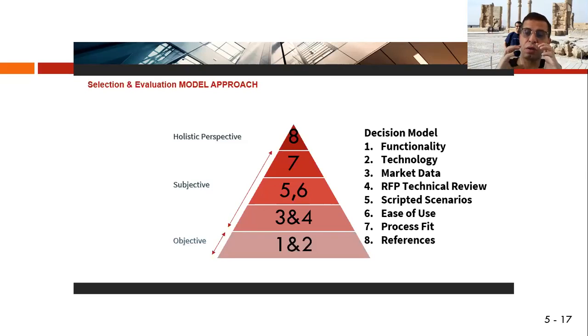But this thing is made of three parts. The first is the objective, which is very clear, you know what you want, and it's black and white. Then you get the subjective, and then you get the perspective, the whole view. And start with the objective, which here is like functionalities, and technology comes in on the very objective side. And then you go with market data, the marketing information, and your RFP reviews, which becomes semi-objective, subjective, but is still in the field of subjective.